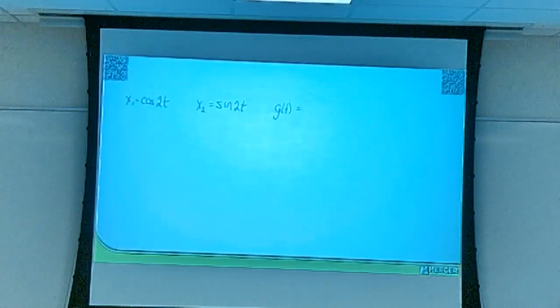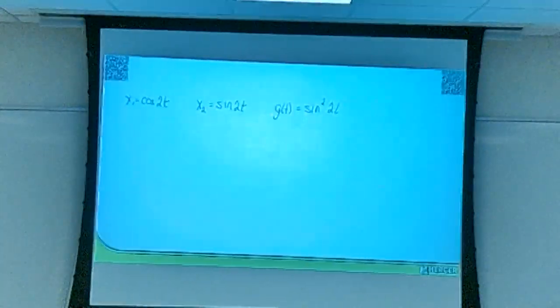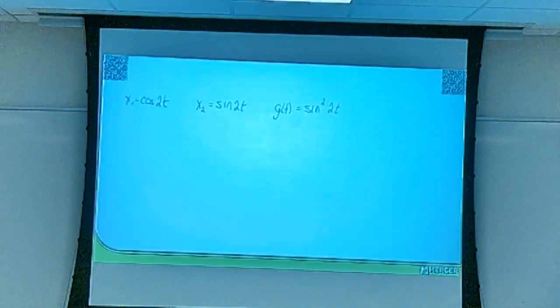G of t is sine squared of 2t. You cannot, I don't think you can use undetermined coefficients on this one. This is a sine squared. If it was just sine, you'd be fine. Sine squared, I don't think you'd be able to do. So variation of parameters.